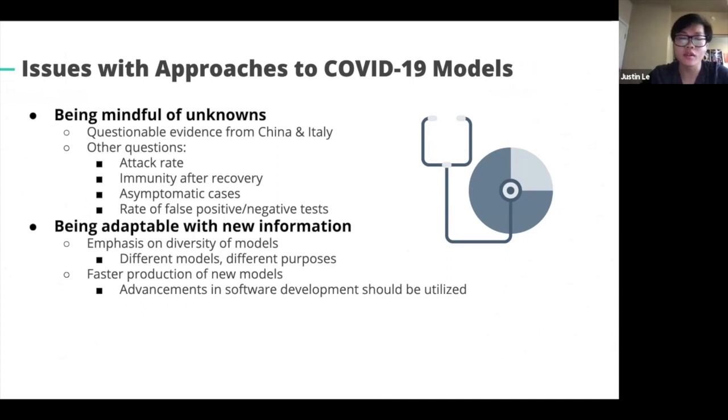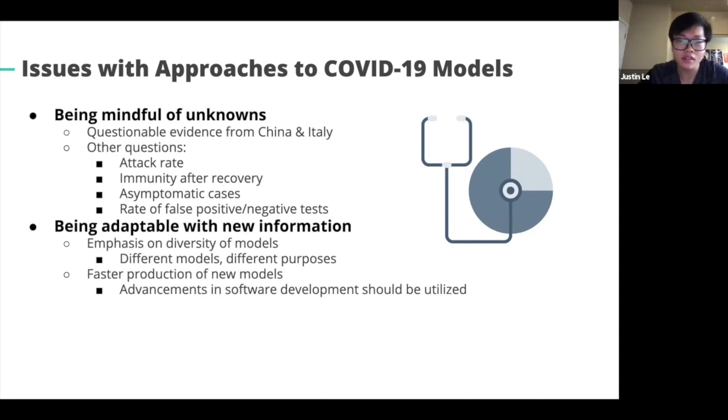So the first thing that we should have been more cognizant of was the amount of unknowns at the beginning of the pandemic. We did have a lot of data from China and Italy when they were first hit, but a lot of people felt that this data was unreliable. And so some of the questions that were still up in the air included attack rate, or how many people get infected in a group setting, whether or not there's immunity after recovery, how widespread asymptomatic cases were, how infectious asymptomatic cases were, and what the rate of false positives and false negatives were in our testing system.